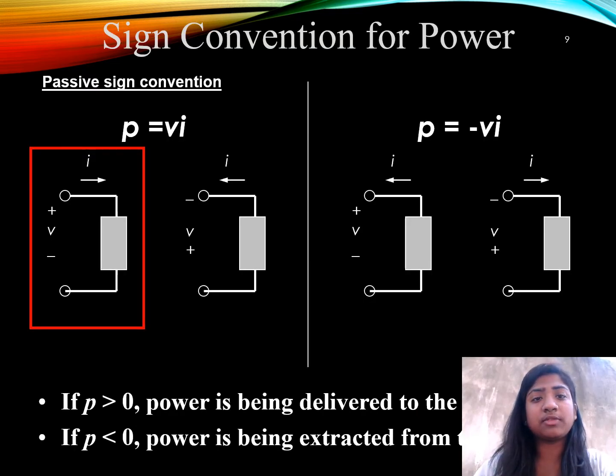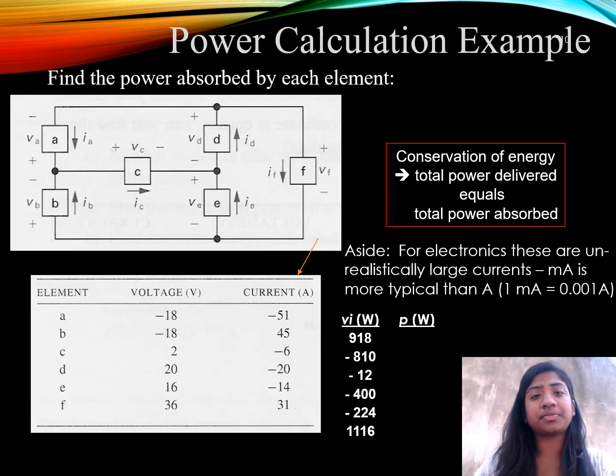Sign convention for power. The passive sign convention for P: if we get P equals VI, then the current flows in the direction as shown in the diagram. If P equals minus VI, then the current flows in the opposite direction to that shown in the diagram. If P is greater than 0, power is being delivered to the gray box in the diagram. If P is less than 0, power is being extracted from the gray box. Power calculation example. Here is an example for power calculation.